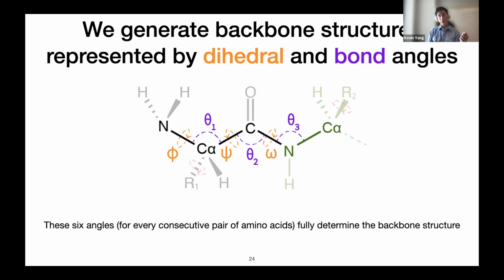The reason we don't want the side chains right now is because we want to design the backbone first. Then we want to generate the backbone first. Then we'll go back and design the amino acid identities, which determines what the side chains are, and hopefully your backbone can accommodate those side chains.